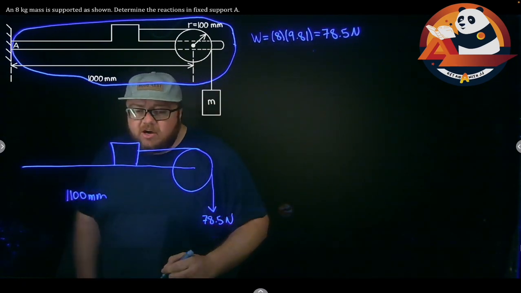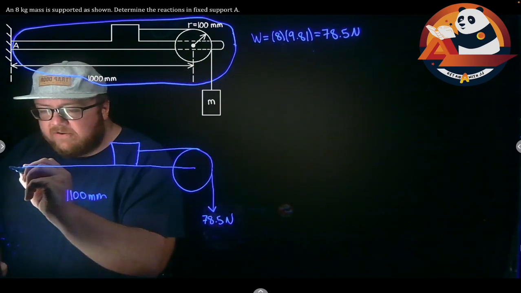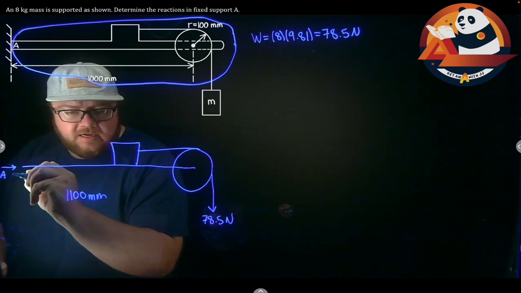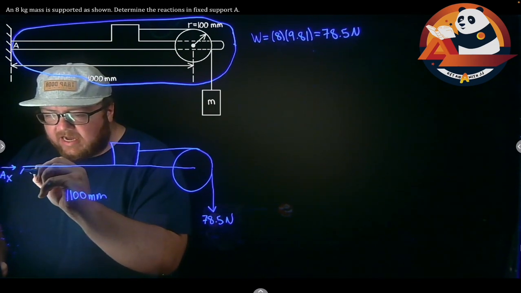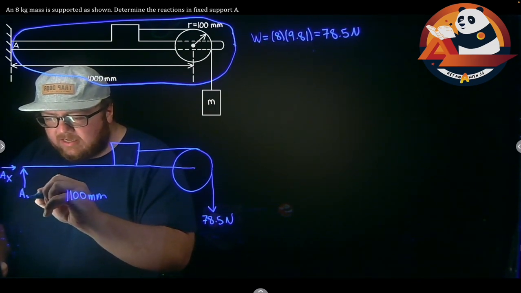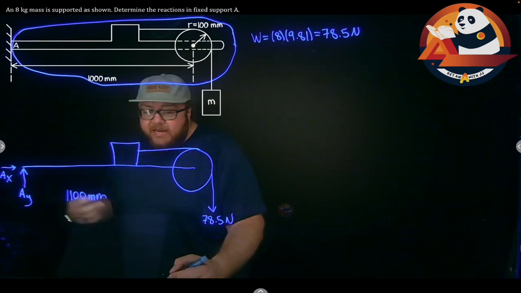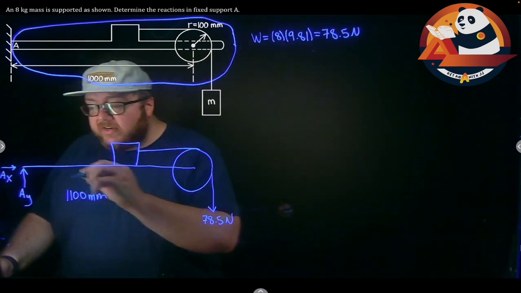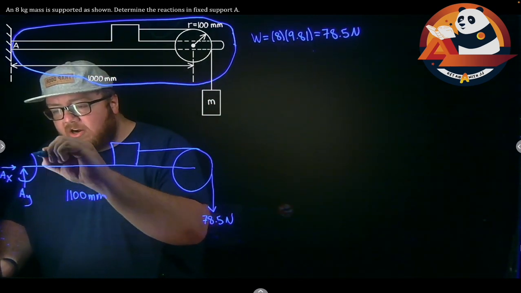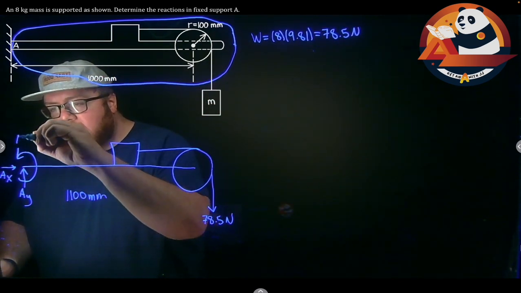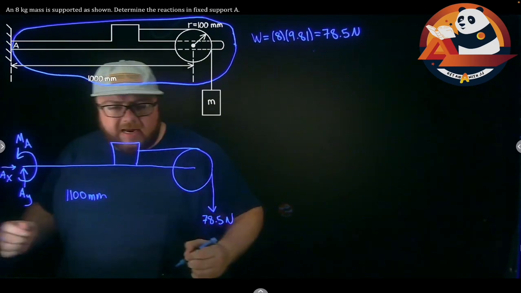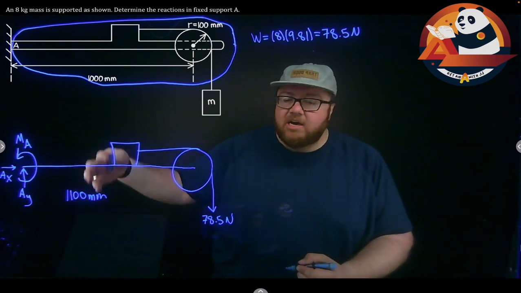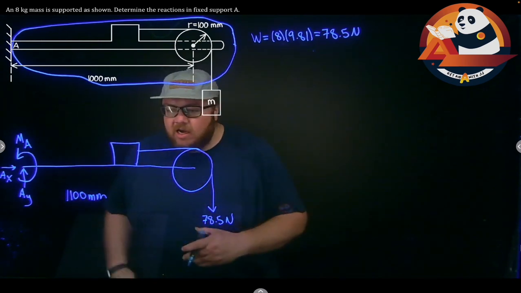The last things I need though are what's happening over here at A. For a fixed support, I should have an X component, so I'm putting in an X. I should have a Y component, a Y. And then the one people tend to forget all the time is fixed supports resist moment. I need an unknown moment, a couple moment in here, an M_A. We resist moment as well. So that has to show up in here for us to be able to work through this. But that's it for us.